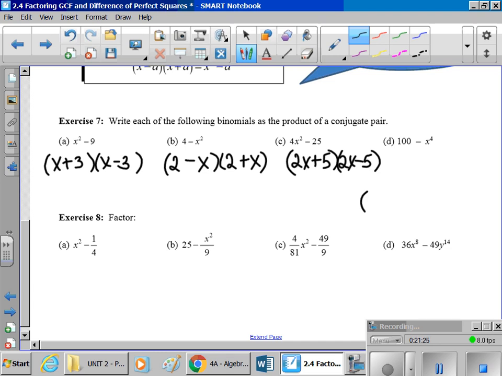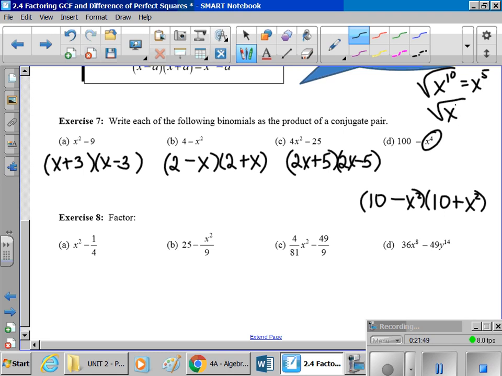Same thing with D. Square root of 100 is 10 in the first position. Minus plus will be a little different this time. Now, what's the square root of x to the fourth? That's right, x squared. It'll always be half. So if I had x to the 10th, the square root would be x to the 5th. If I had the square root of x to the 50, that would be x to the 25. So it's always half of what the exponent is when you take the square root.